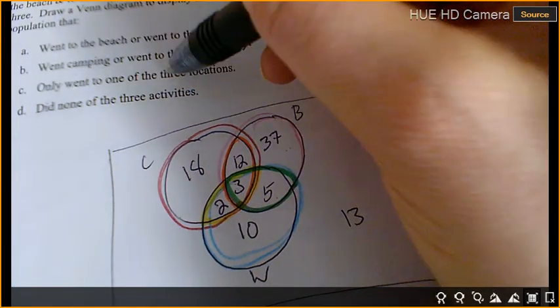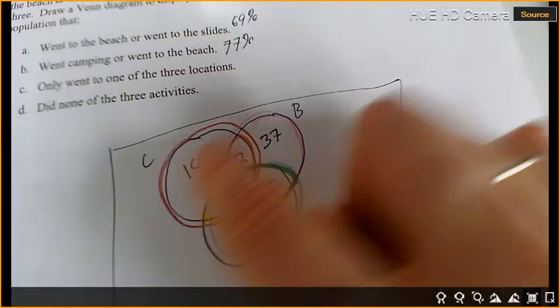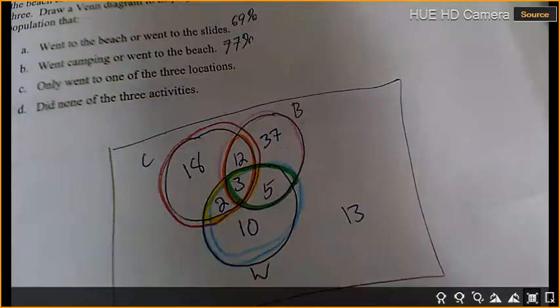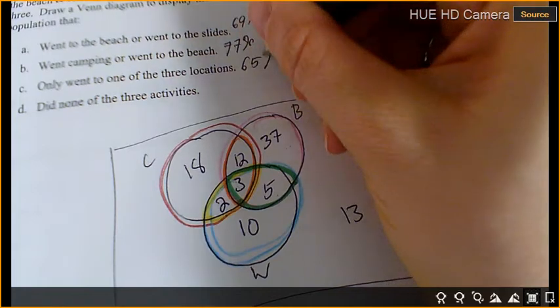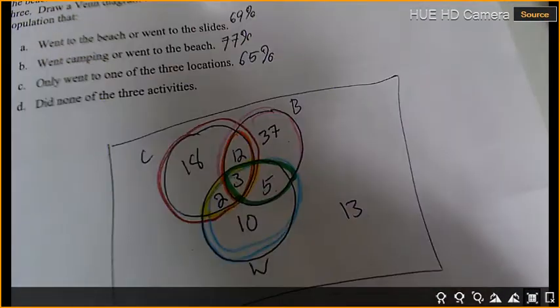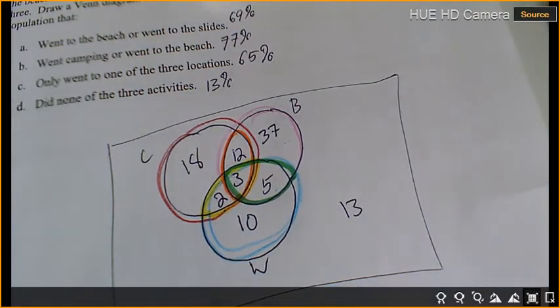Only went to one of the 3 locations. How am I going to find that out if you only went to one? What things will I add together? 18, 10, and 37. Good, because they only went to one place. So I get 65%. Did none of the 3 activities? We already found that out. 13%. And remember, it has to add up to 100. So that's how I did that.